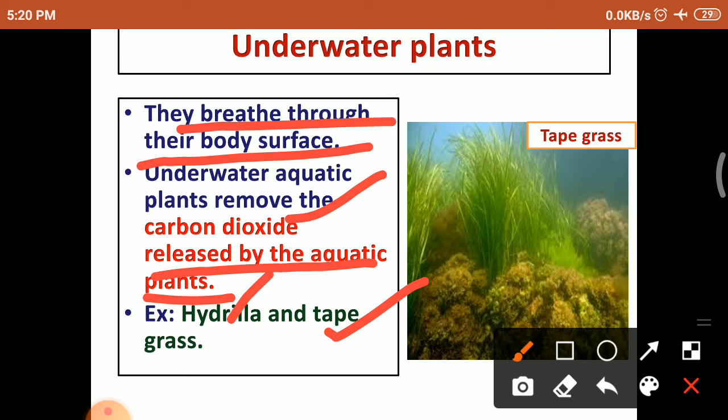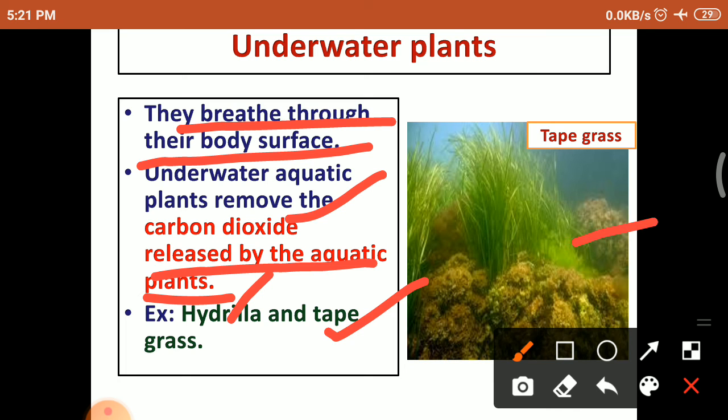So what are the special features of underwater plants? They have long, thin, narrow leaves. It helps them to move along with the water current. And also these plants do not have stomata on their surface. What is the use of this underwater plant? Underwater aquatic plants remove carbon dioxide released by the aquatic plant.